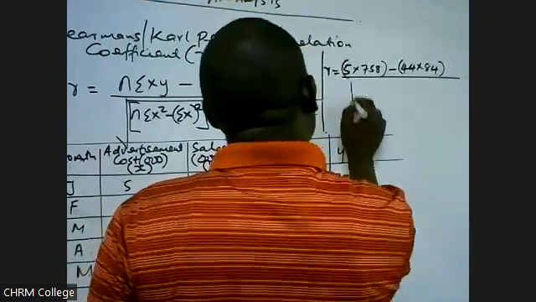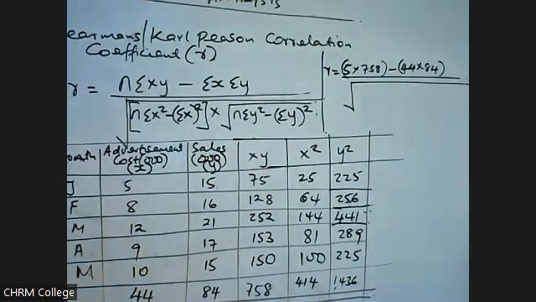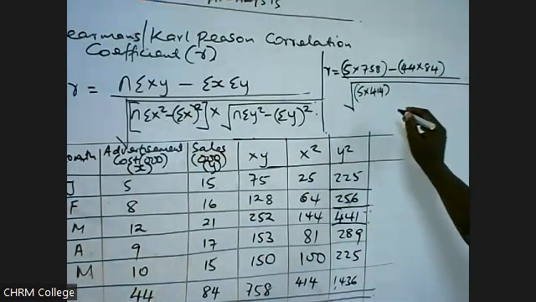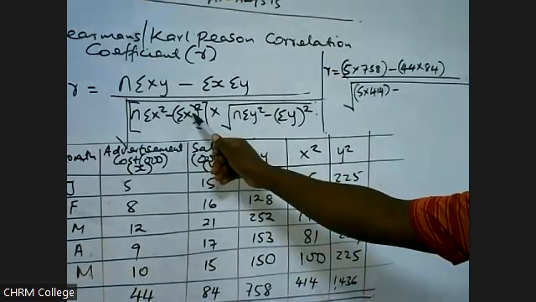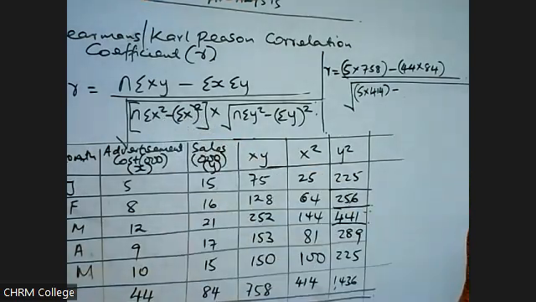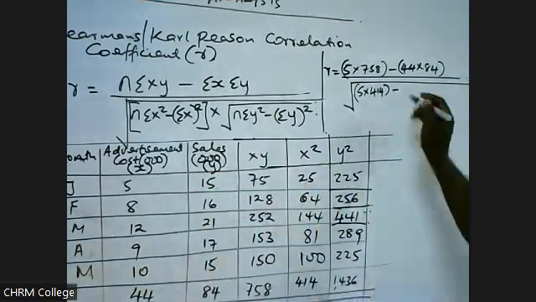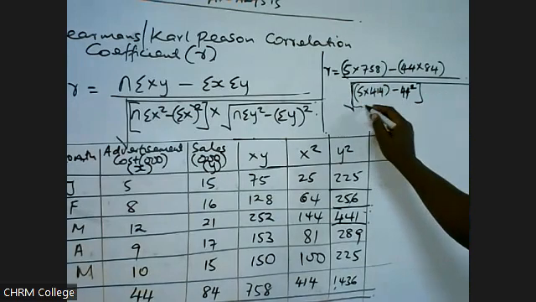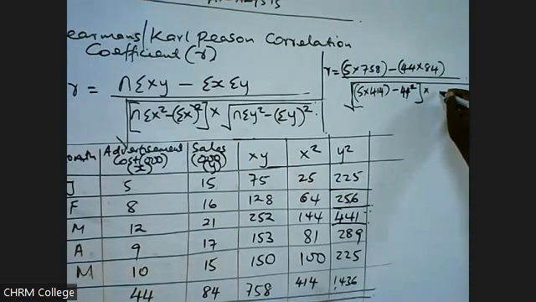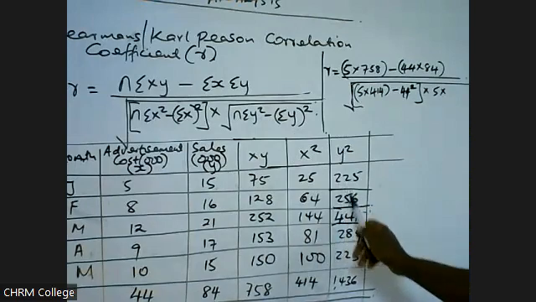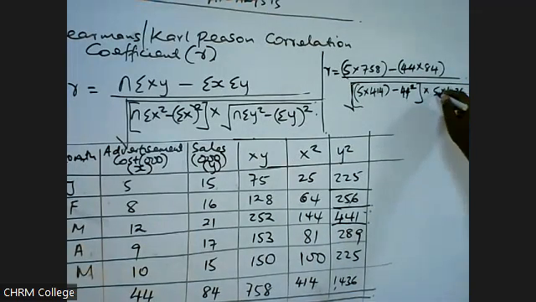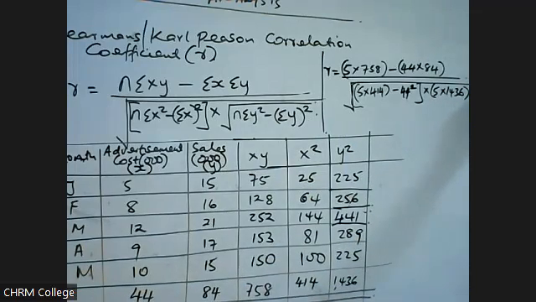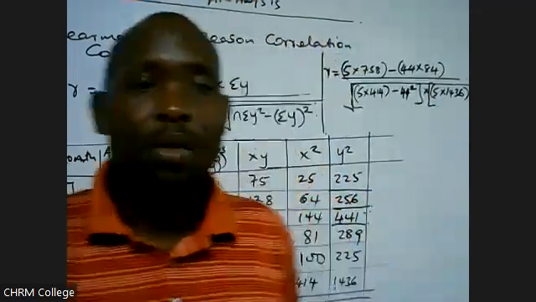Then you divide by, you take a very big square root, and which is 5 times the summation of x squared, which is 414. You minus the summation of x in bracket squared. The summation of x in bracket squared is not the same as the summation of x squared. You take the sum of x, which is 44, and then you square it. 44 squared. Then you multiply by n, which is 5 times the summation of y squared. The summation of y squared is 1436, minus the sum of y, which is 84, then you square. You work out that, you get your solution.